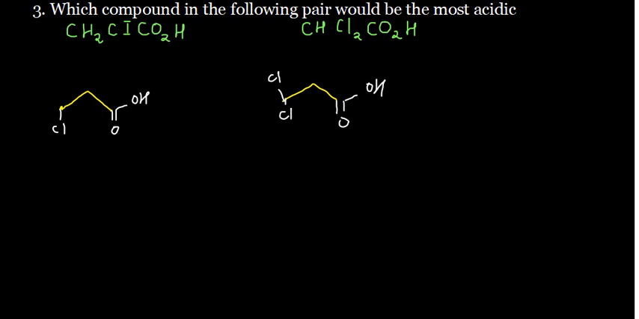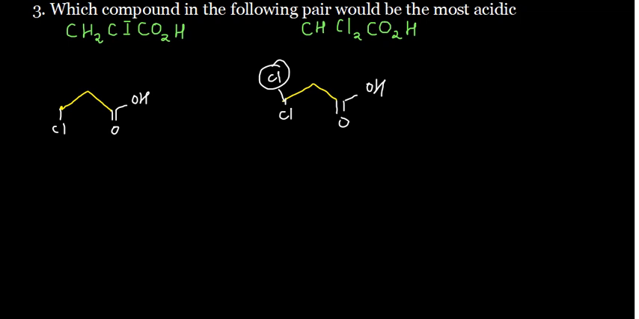When we look at this, they basically are the same, except that for this one we only have 1 chlorine here, but we have 2 chlorines. So by the inductive effect, this one we expect to be a much stronger acid. What is the reason? We have 2 chlorines, and we know that chlorines are more electronegative. So B is going to be stronger due to 2 electron withdrawing chlorines.